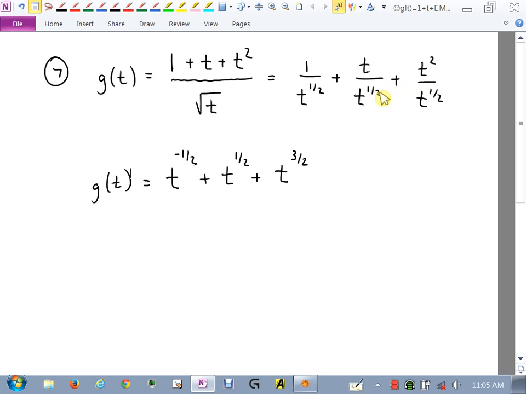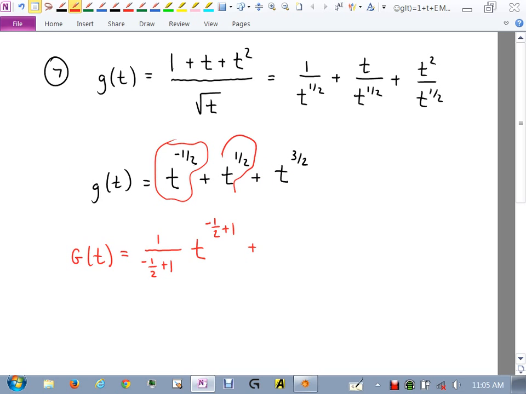And now I can apply the power rule. So my antiderivative, capital G, I'll call it, of t, will be this first term. Antiderivative there is 1 over n plus 1, t to the n plus 1. And I do that for each one. So plus, let's try this one a little faster. 1 over n plus 1 would be 1 over 3/2, which is the same as 2/3. So this would become 2/3.